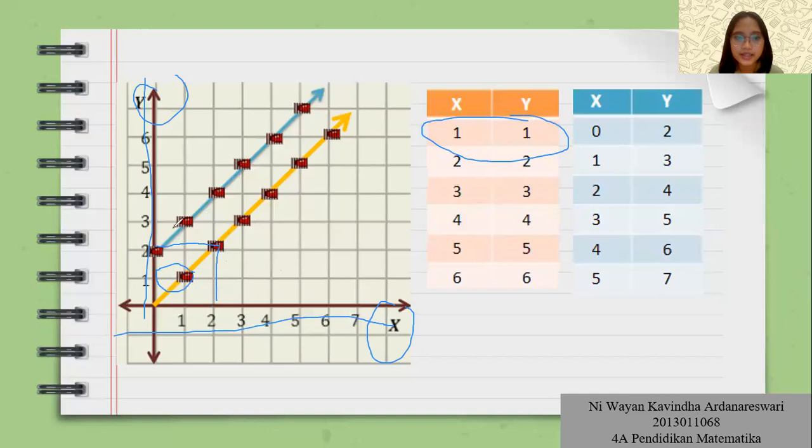But for the blue line, we get 0 and 2. As we see, this is the 0, and we get x is 0 and y is 2. And for the second point, we got 1 and 3 because x is 1 and y is 3. And for the third point, we got 2 and 4 because x is 2 and y is 4.